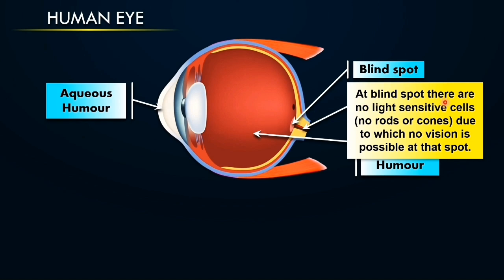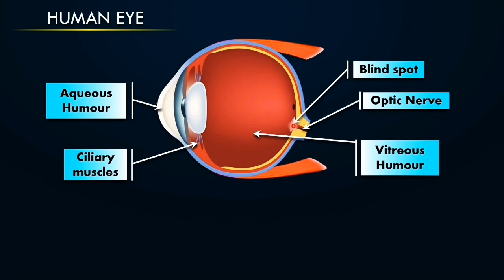Then see blind spot. So at blind spot there are no light sensitive cells. That means there are no rods or cones, due to which no vision is possible at that spot. এতিয়া চোৱা এই blind spot টোত কোনো ধৰণৰ light sensitive cells নাই. এতিয়া light sensitive cells বোৰ হৈছে rods আৰু cones, right? So এই spot টোত যেহেতু কোনো ধৰণৰ light sensitive cells নাই, so সেই কাৰণে ইয়াত vision টো possible নহয়. So এই spot টোক blind spot বুলি কয়.